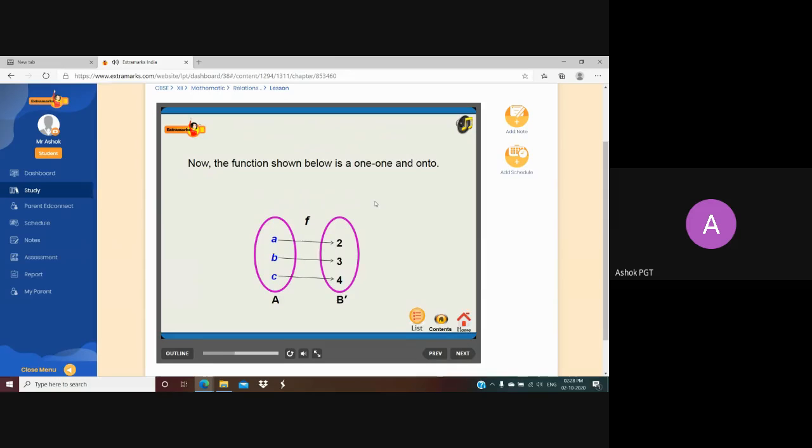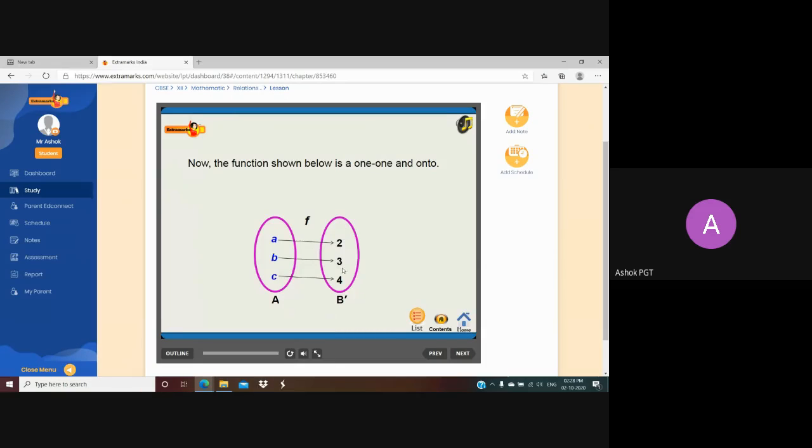The function shown below is one-one. Students, this is one-one and onto because every element in set B dash has a pre-image. Hence, we can say that codomain is equal to range. Hence, this is an onto function.